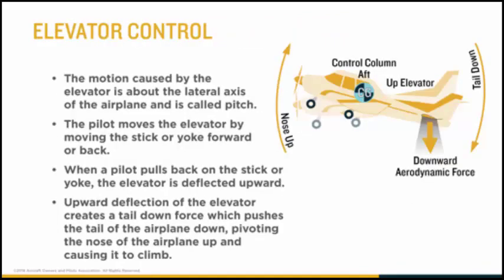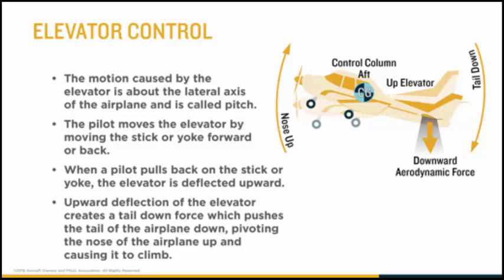So as you recall, we can move the elevator by pushing or pulling the yoke or the stick. We've been practicing with yokes. So when a pilot pulls on the yoke, the elevator is deflected upward. This upward deflection of the elevator creates a tail down force which pushes the tail of the airplane down, pivoting the nose of the airplane up and causing it to climb.